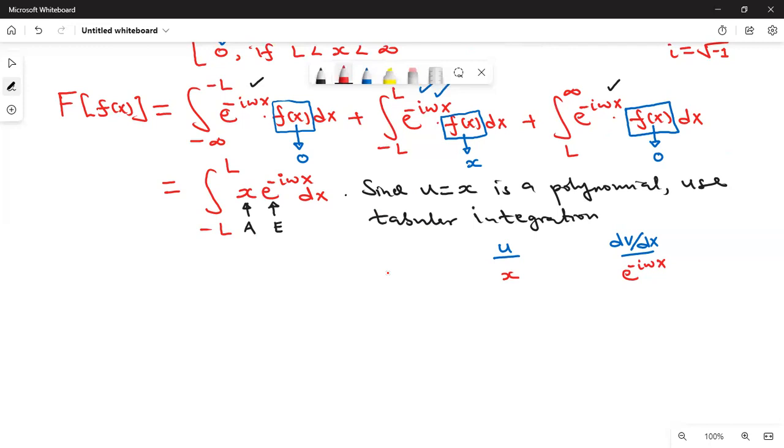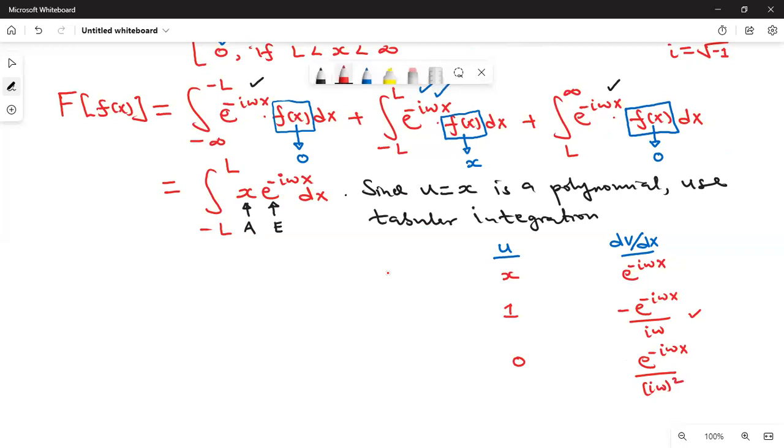So what is the derivative of x? It is 1. Integrate exponential negative I omega x, that will give you negative exponential negative I omega x divided by I omega. Differentiate 1, you get 0. Integrate this one, we are going to get, of course, it is positive now, exponential negative I omega x over I omega, and this is supposed to be squared.